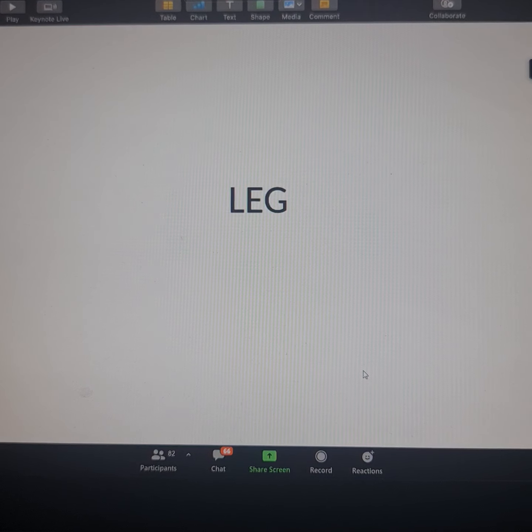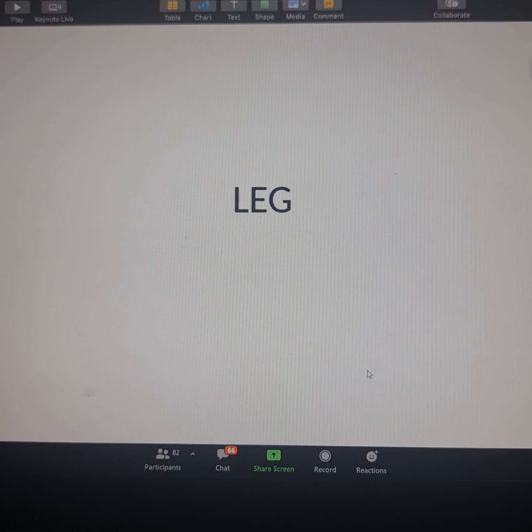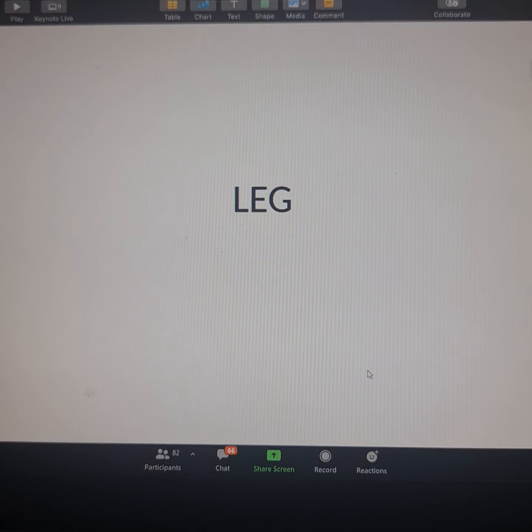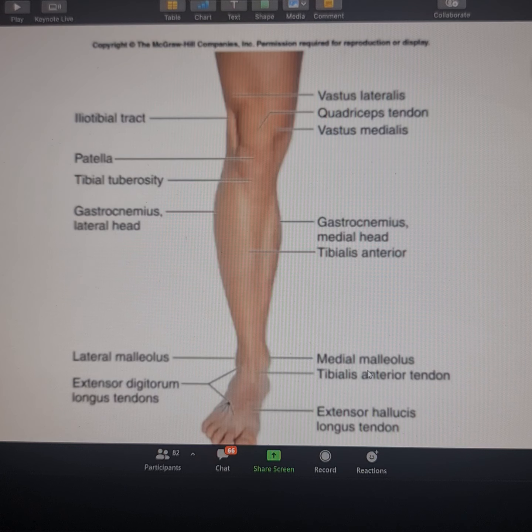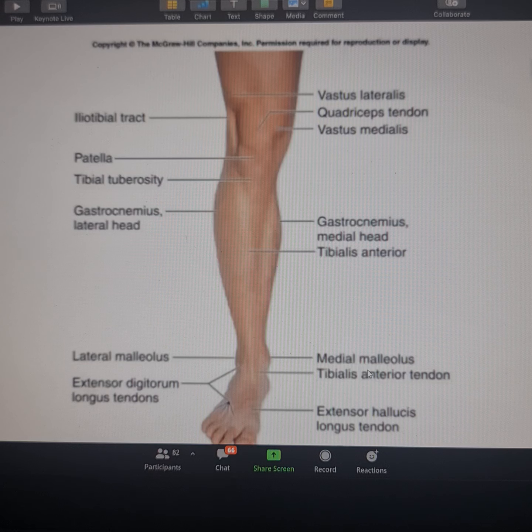Alright, let us now go to the leg. The leg, alright? This is the biggest part of our lecture for today, the leg. So, superficially, what do you see in the leg? These are what you're going to see. The most that we see is the gastrocnemius. Whether you're looking from behind or anteriorly, it's the same. You can see the gastrocnemius. It's a very big muscle.